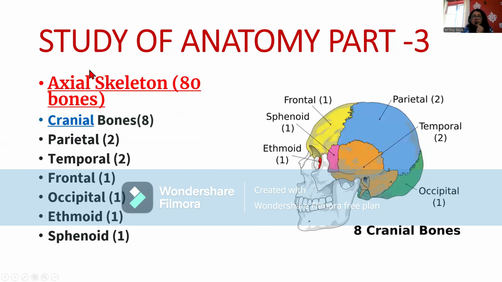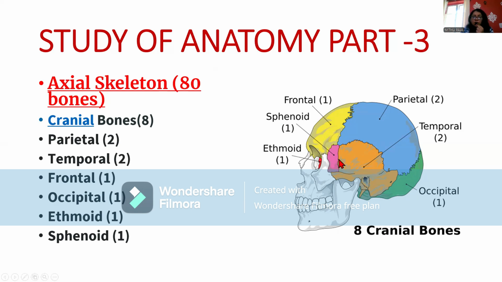Total number of the axial skeleton bones is 80. You see, correlate, count, and match in your memory. So the cranial bones total 8 in number, of which the blue one is parietal. Same we have onto the other side of the skull. Frontal is 1, temporal are 2, occipital is 1.